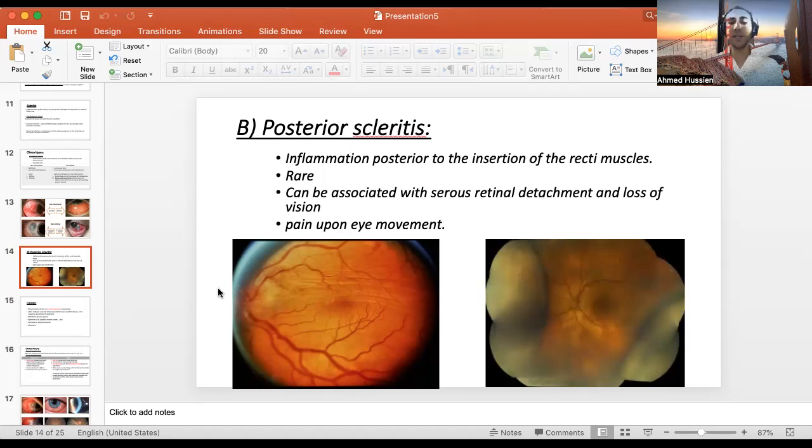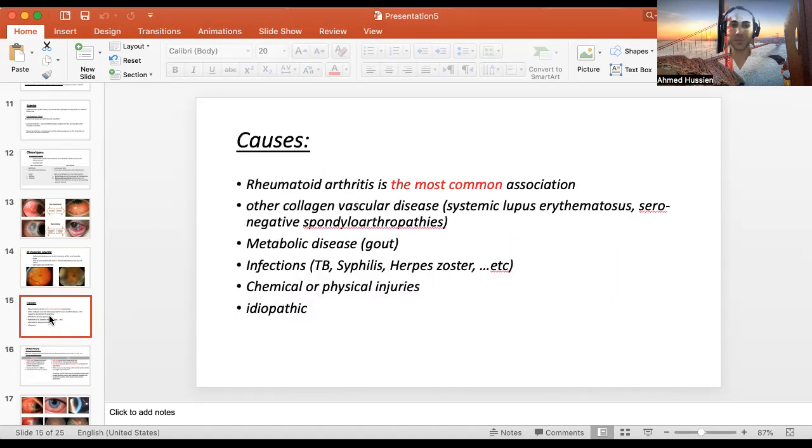And of course, there is pain on eye movement because of the attachment of the extraocular muscles to the sclera, and also the inflammation around the optic nerve. All of these can lead to pain on eye movement. Causes of scleritis, mainly systemic underlying disease. So this is the most important significant difference between episcleritis and scleritis. And you should be able to differentiate between both conditions because it's a totally different story.